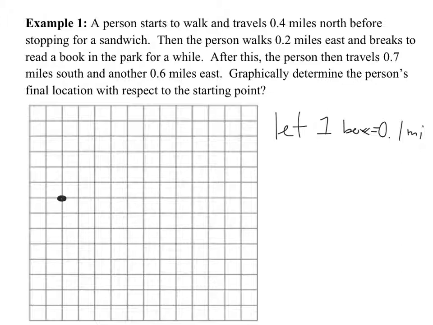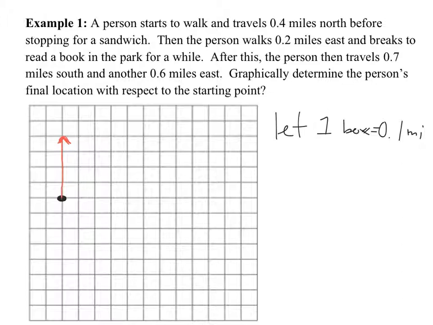So what does the first leg of the trip look like? How far? Good. So draw an arrow, 4 boxes up. If you need to, you can put a little point there at the end, but you don't really need to. Okay, an arrow tip is fine.